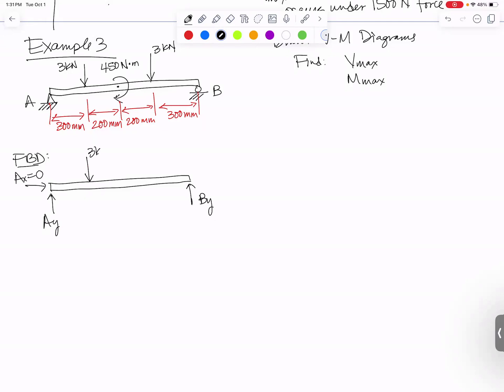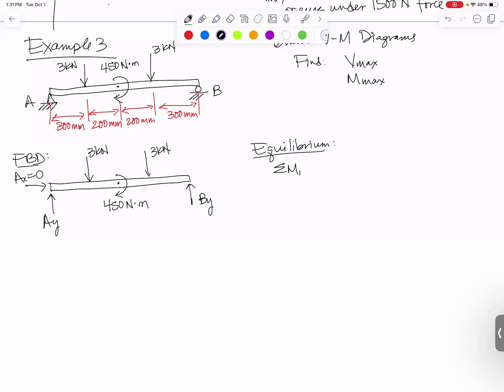Downward, we have 3 kilonewtons. We have another 3 kilonewtons. And then this is what's going to make this problem harder than the last one. I have a 450 Newton meter couple. And couples always make things harder, don't they? So equilibrium will help me find AY and BY.